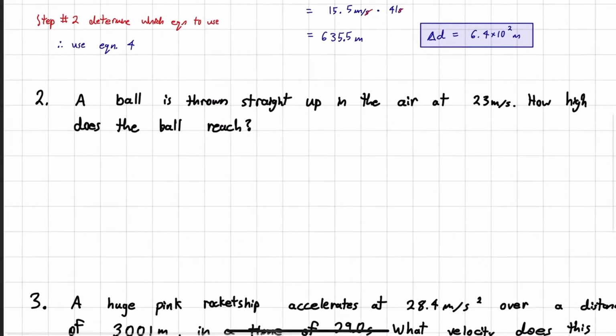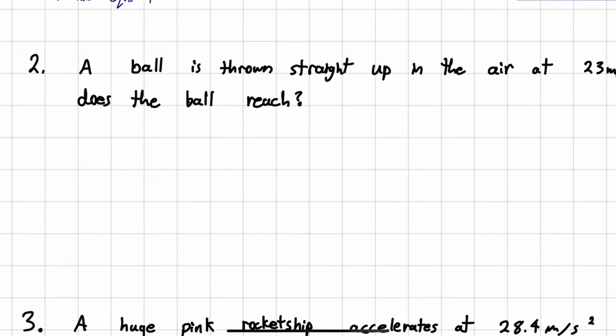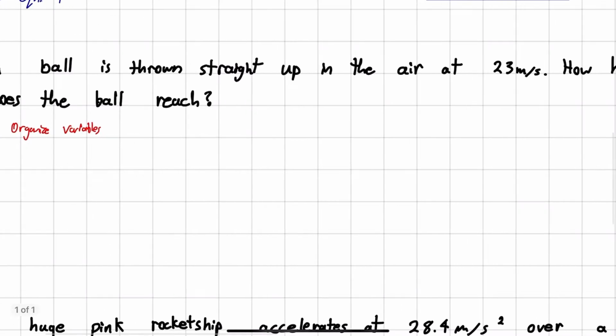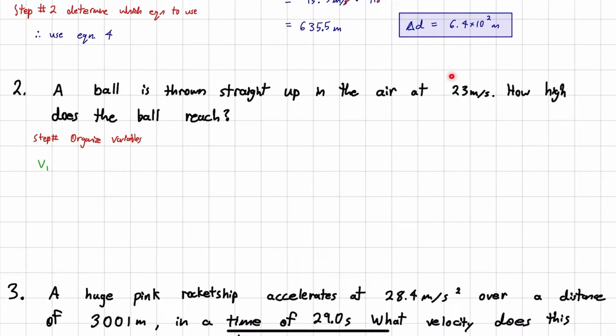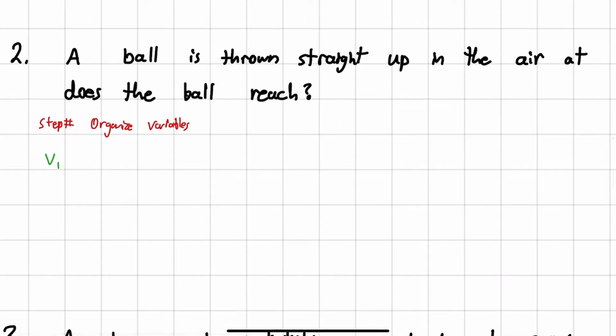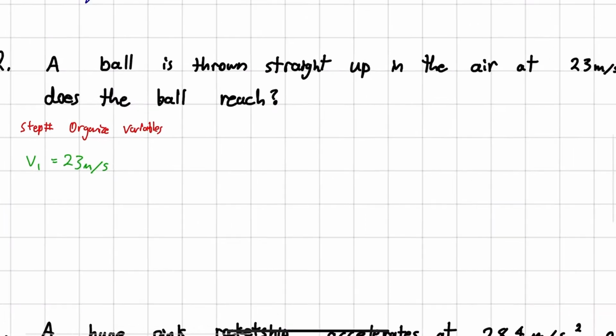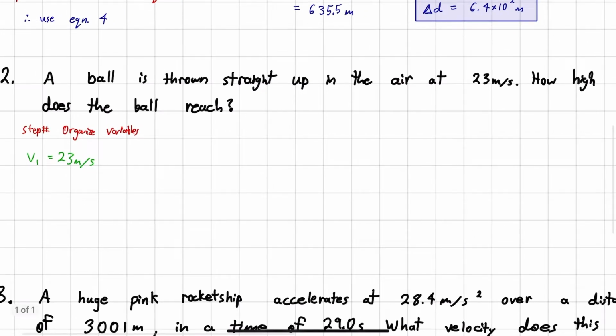Now let's do the same thing with question 2. So step 1, as always, organize our variables. So let's take a look. Here we're given a V1, it's 23 meters per second, and at first glance, it might look like that is the only information we're given in this question. There's no other numbers here. We're not given anything else.